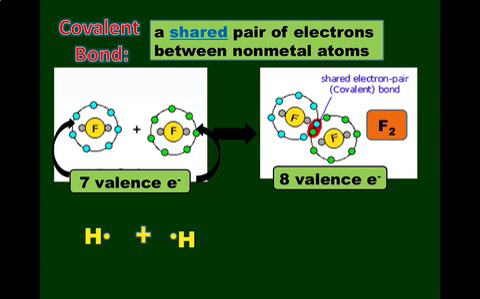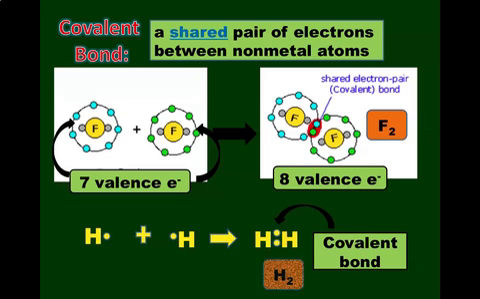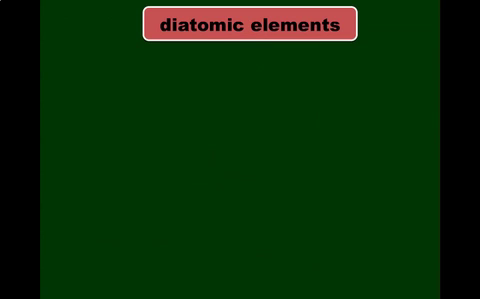Same thing happens with hydrogen. Because hydrogen is only in the first shell, they only want 2 valence electrons. So they each have 1 to bring to the table. And so by sharing theirs, they both can share 2. And that makes a covalent bond. And that's called H2. So those are examples of some diatomic elements, which means that they're elements in nature.